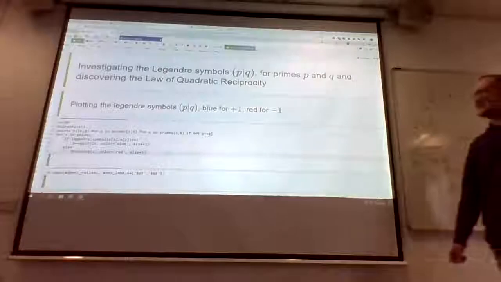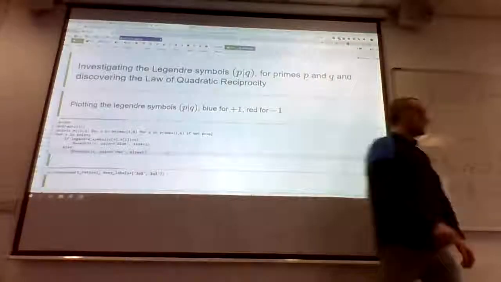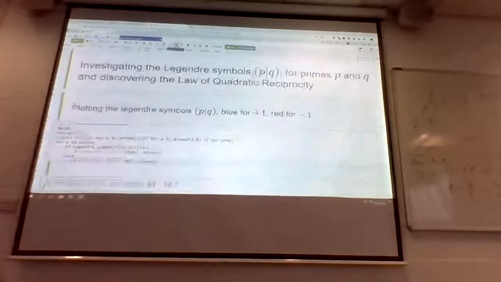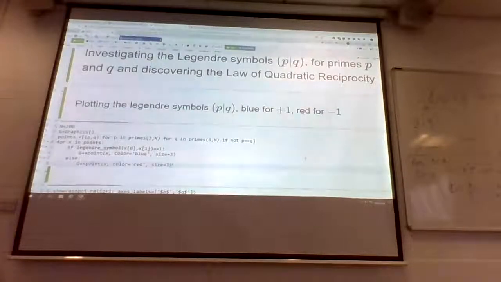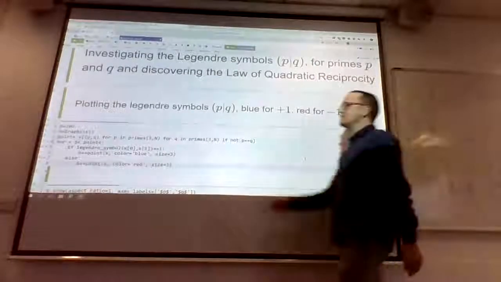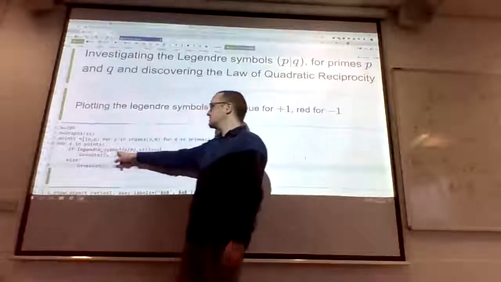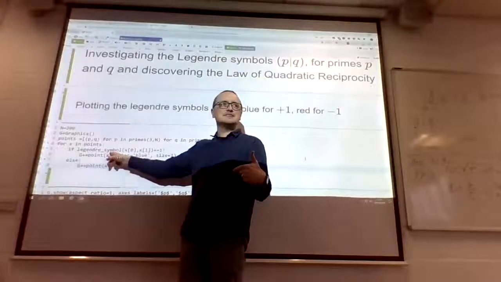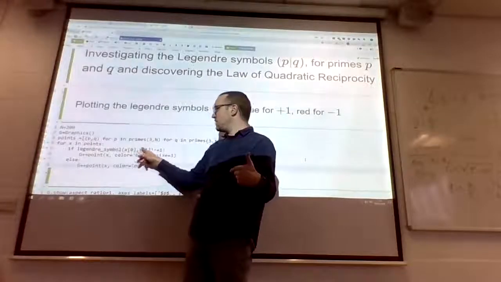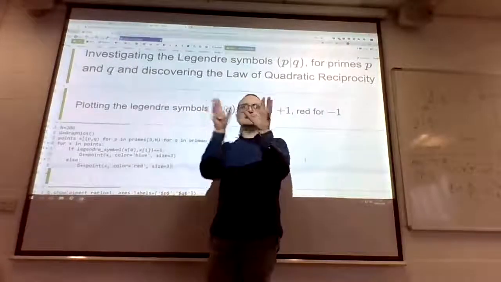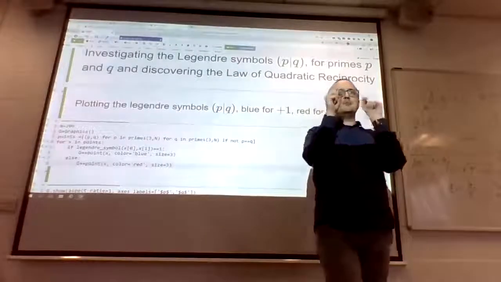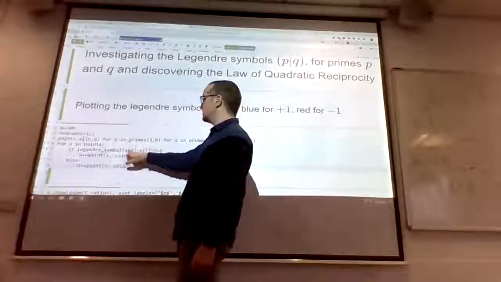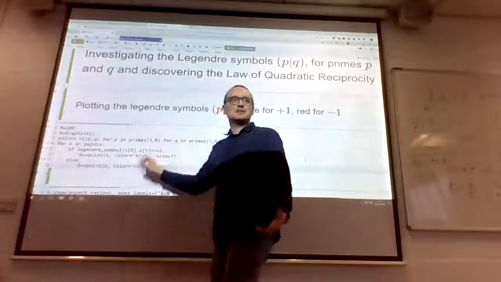Okay, so the first thing we're going to do is calculate a load of them. Thankfully, we're making use of an inbuilt function in Sage here. There's a function called Legendre symbol, and you give it two arguments, and it does what you expect. It evaluates the Legendre symbol n modulo p. So it tells you whether or not the first argument is a quadratic residue modulo the second argument.